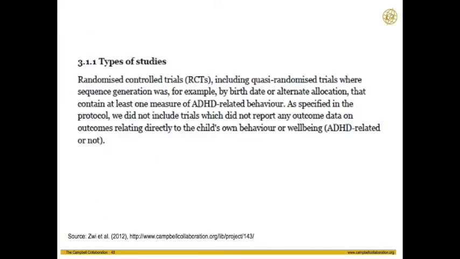Oh, and here's an example from our Campbell review. And here it looks like they only included RCTs and quasi-randomized studies, which are not quasi-experimental, but these are trials that essentially use quasi-random allocation techniques. So, for instance, randomly allocating by birth date or a record number.